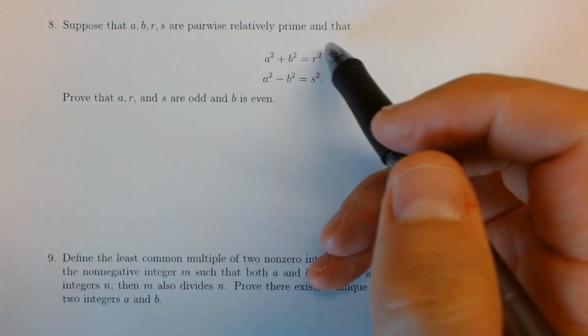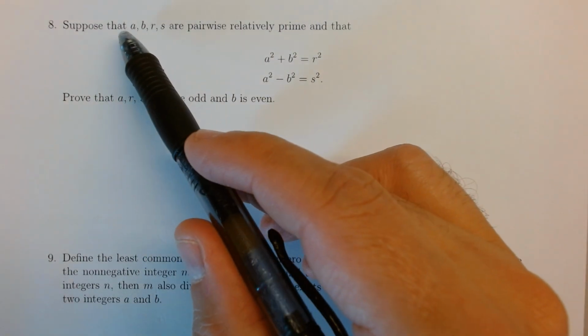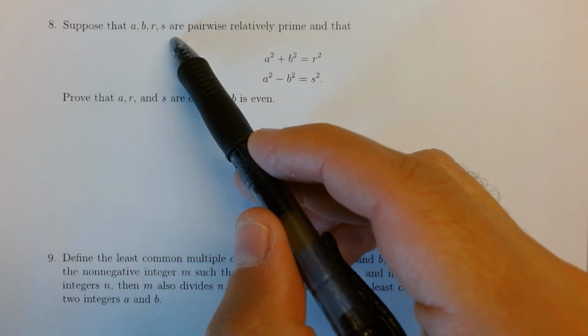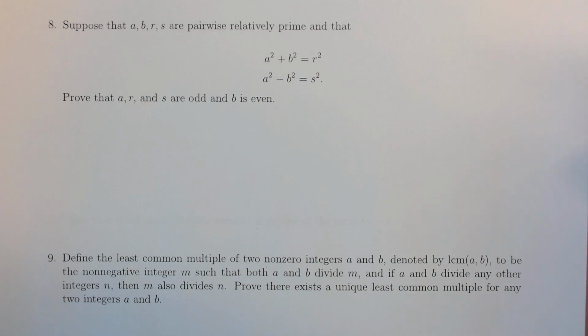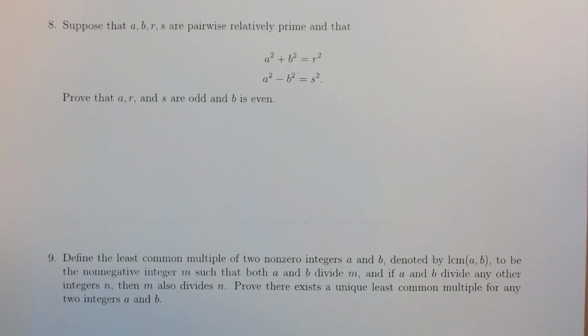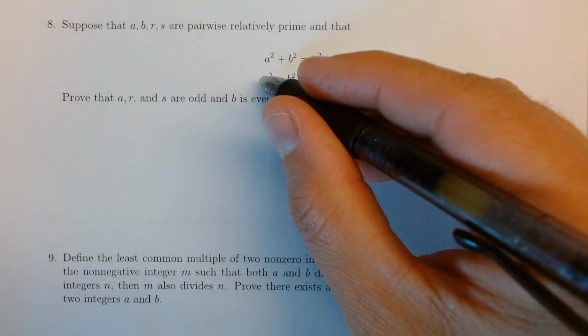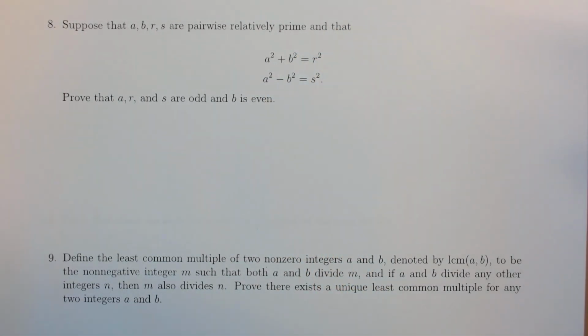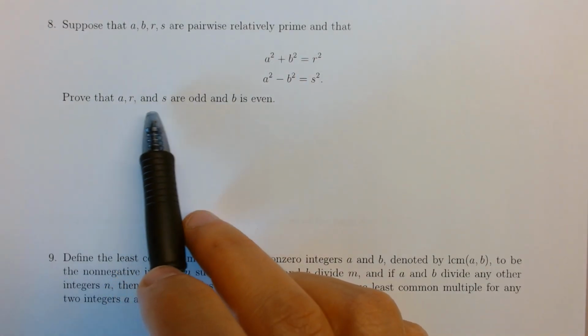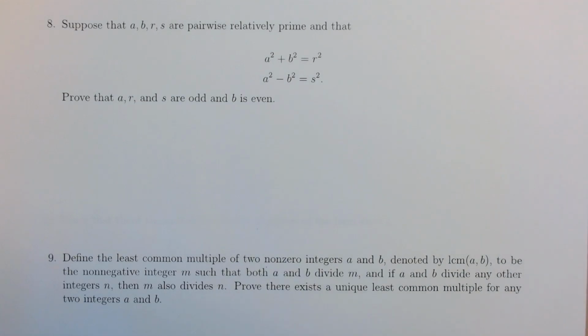supposes that all these numbers are pairwise relatively prime. So GCD of A and B is 1, A and R, A and S, and all possible pairs are relatively prime. And you have these two equations about their squares that hold. A squared plus B squared is R squared, and A squared minus B squared is S squared. So we want to prove that A, R, and S are odd, and B has to be even.